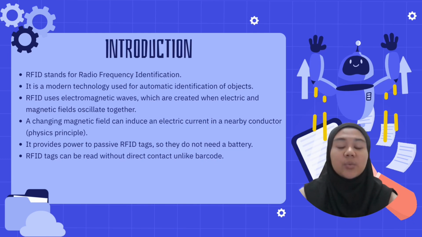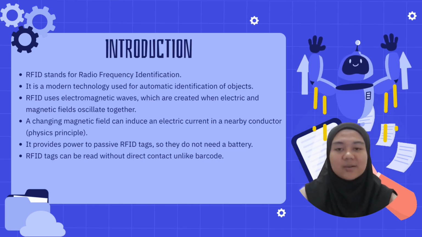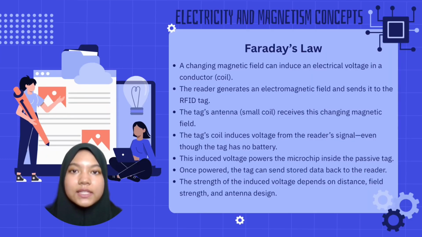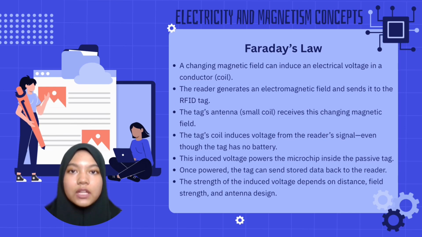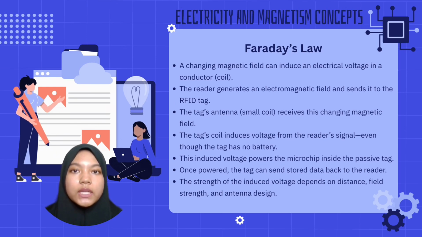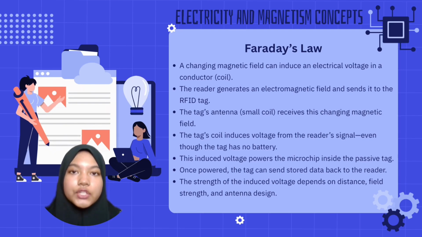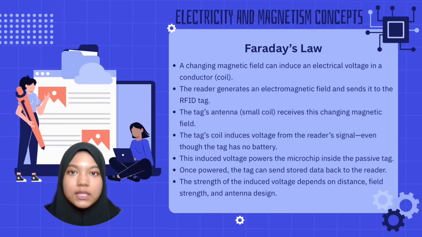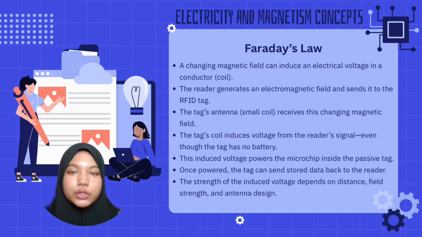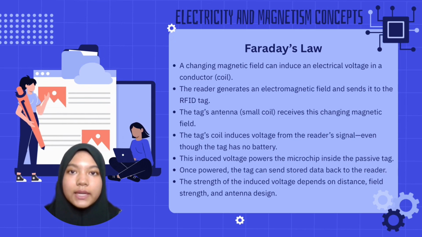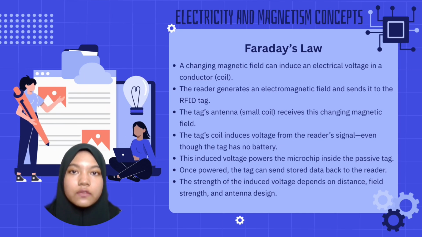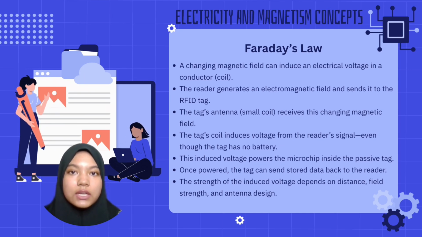Let us continue with the electricity and magnetism concept. RFID technology works on the principle of electromagnetism, where wireless energy and information are transferred between a reader and a tag. So in this case, we will have two concepts, which are Faraday's law and electromagnetic wave. I will start by explaining Faraday's law. Faraday's law states that a changing magnetic field can induce an electrical voltage in a conductor, such as a coil.